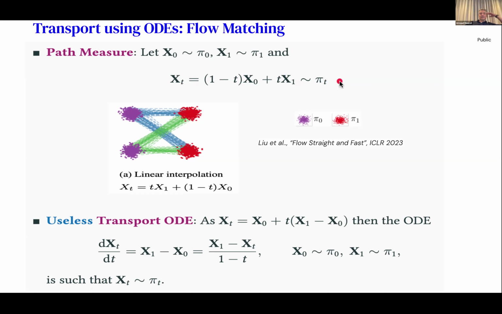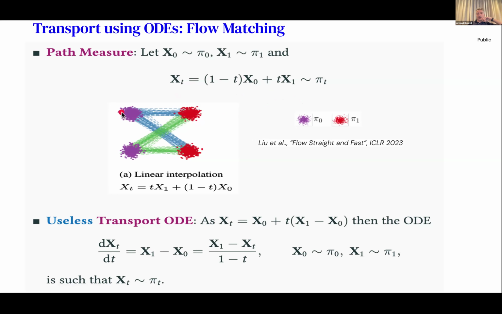So how does it work? You're going to embed the problem in continuous time, and create a path of intermediate distributions by considering simply a linear interpolation between x0 and x1. If you pick a sample from pi naught and a sample from pi 1, I'm going to call pi t the distribution obtained by considering (1 minus t) x0 plus t x1. Because t is an index that takes continuous values in 0, 1, that creates a kind of path measure.